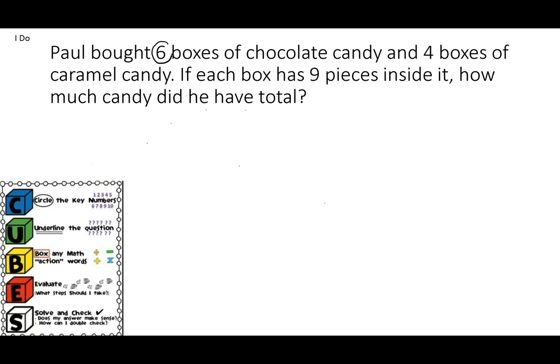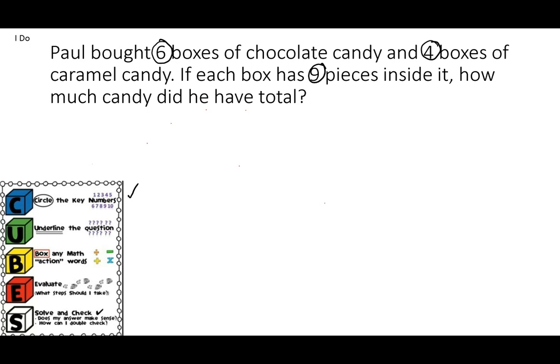And the first key number I come up to is 6. And 6 tells me the number of boxes of chocolate candy Paul bought. The next key number is the number 4, which is the number of caramel boxes of candy. And the last key number is the number 9, which is the number of pieces inside of each box. And I can check that step off.